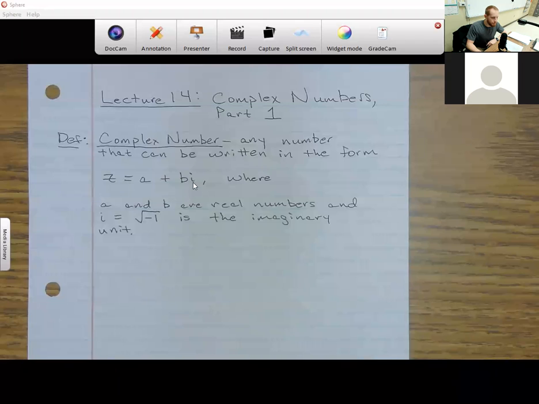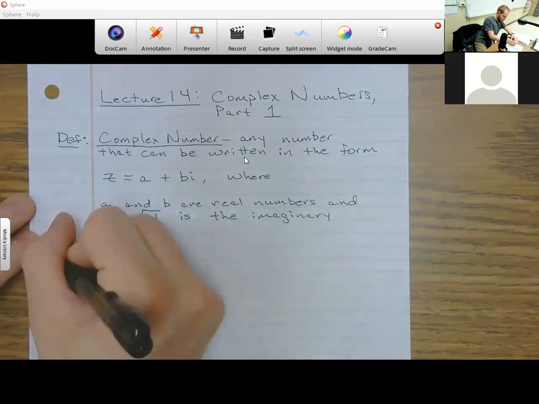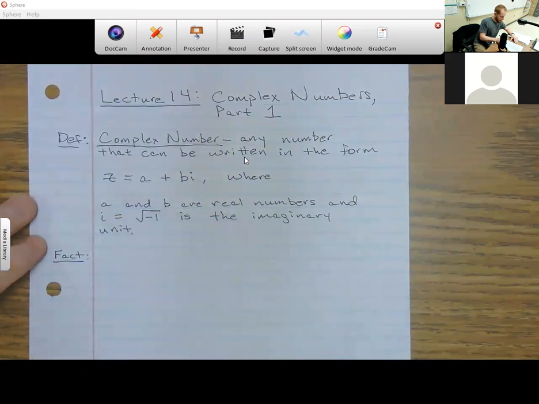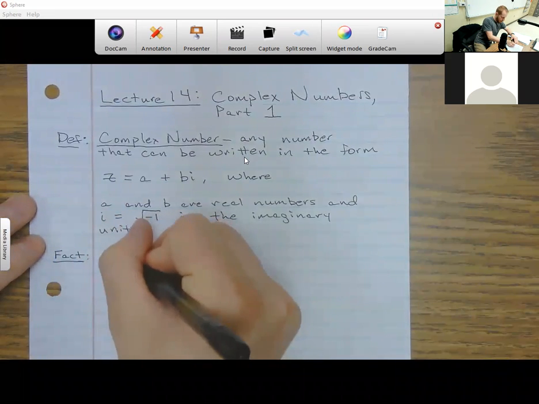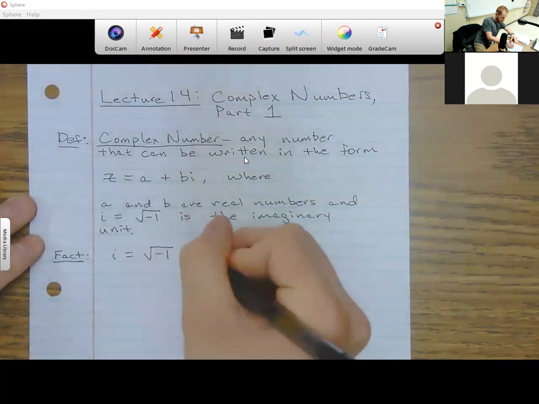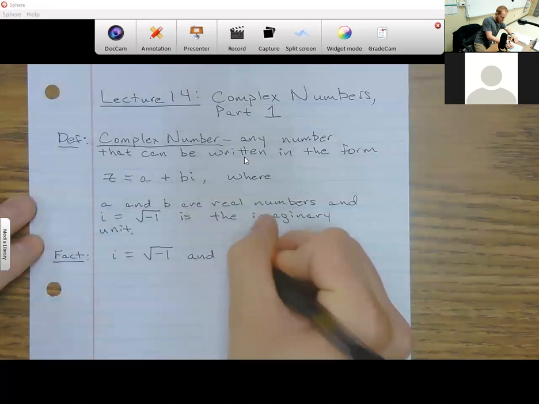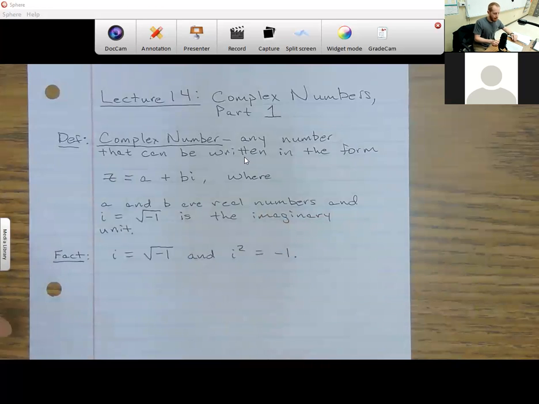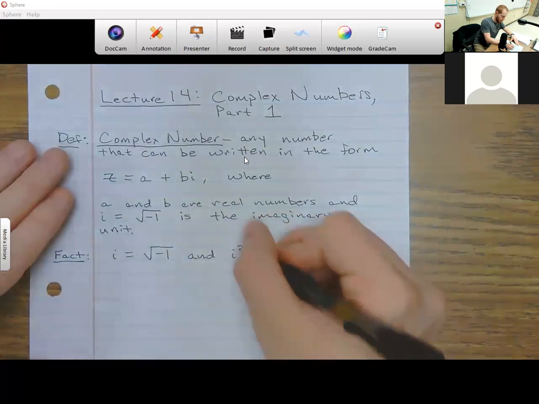Okay, so those are basically the complex numbers. You have z equals a plus bi. A is a real number, b is a real number, and i is an imaginary number. i is equal to the square root of -1. So let me start off with a fact. Here's a fact about i equals the square root of -1, and i squared equals -1. So i squared is always going to be equal to -1, okay? That is a major fact to know, so I'm going to put a box around it.